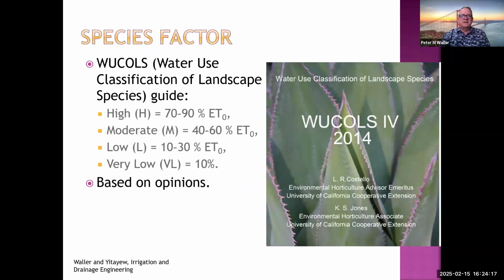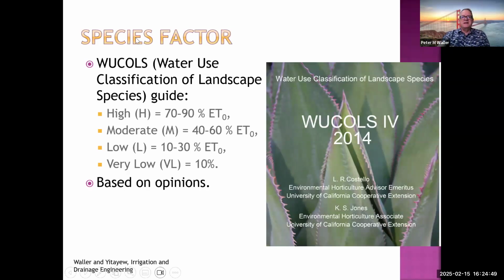Okay, so this is Costello and Jones' guide online called WUCOLS. You can just type WUCOLS. Obviously, there's not a lot of WUCOLS on the internet, but the document is available as a PDF or as an Excel spreadsheet, and they list, for every type of plant, both the common name and the scientific name. And for every zone in California, they list the species coefficient.